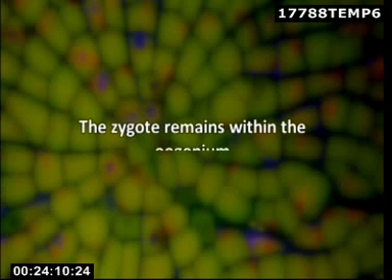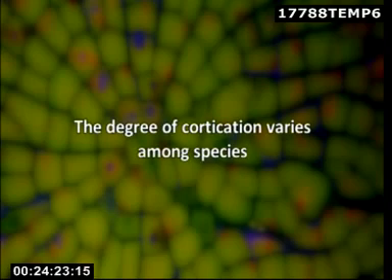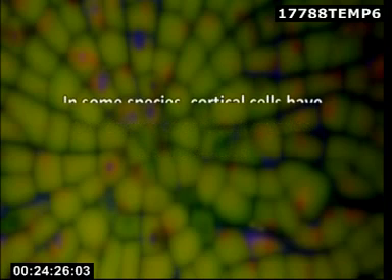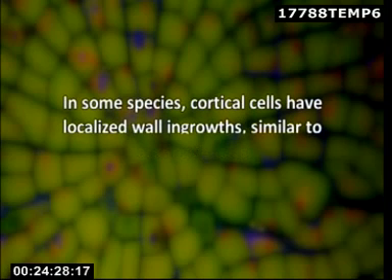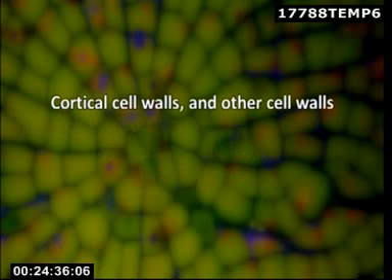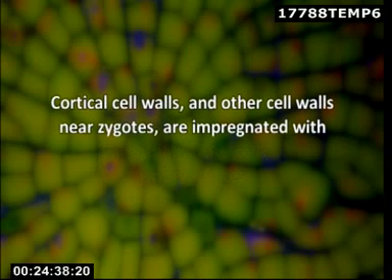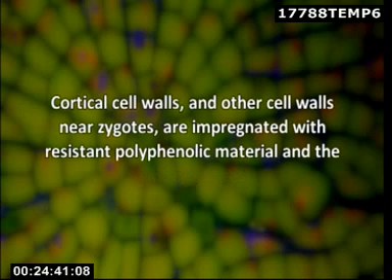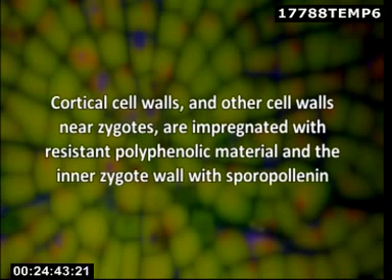The zygote remains within the oogonium. It enlarges, accumulates starch and lipids and becomes corticated by growth of the adjacent thallus cells. The degree of cortication varies among species. In some species, cortical cells have localized wall ingrowths similar to placental transfer cells of the embryophytes. Cortical cell walls and other cell walls near zygotes are impregnated with resistant polyphenolic materials and the inner zygote wall with sporopollenin.